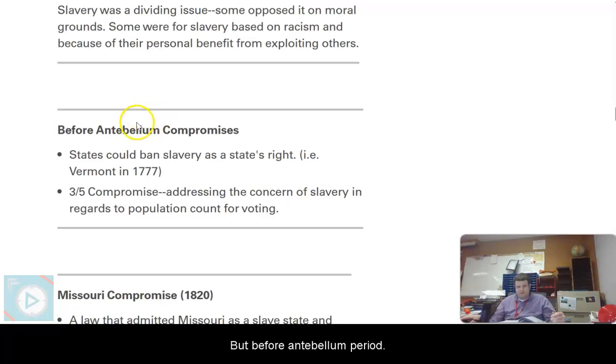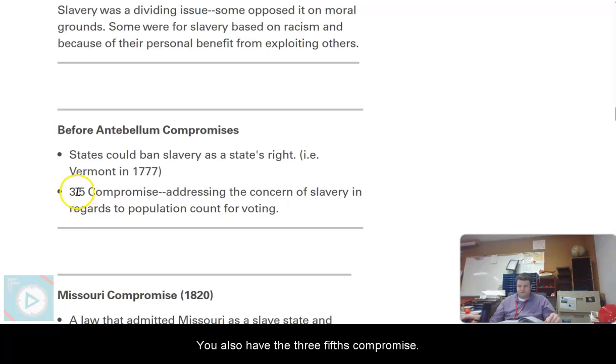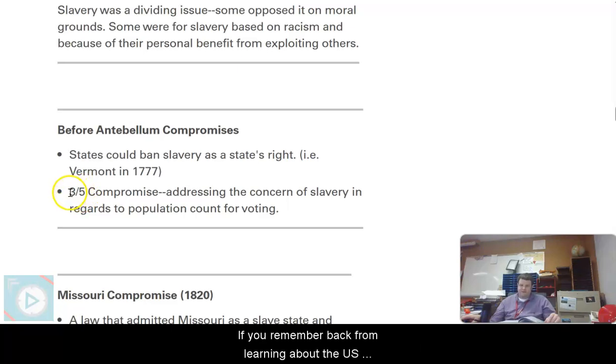Before the antebellum period, in the early United States, slavery could be handled as a state-by-state issue. Some states would ban slavery. Many of the northern states would ultimately ban slavery before the 1850s. You also have the Three-Fifths Compromise, if you remember back from learning about the U.S. Constitution. The Three-Fifths Compromise was dealing with how we count slaves in the population.